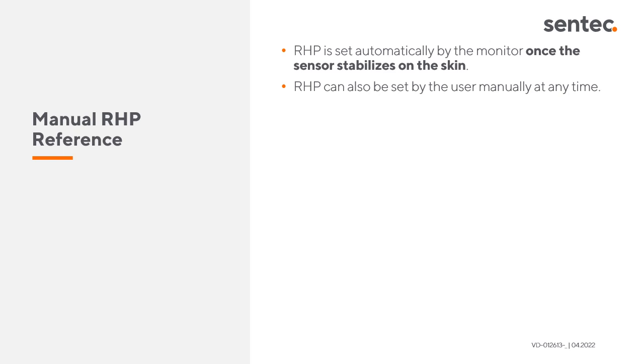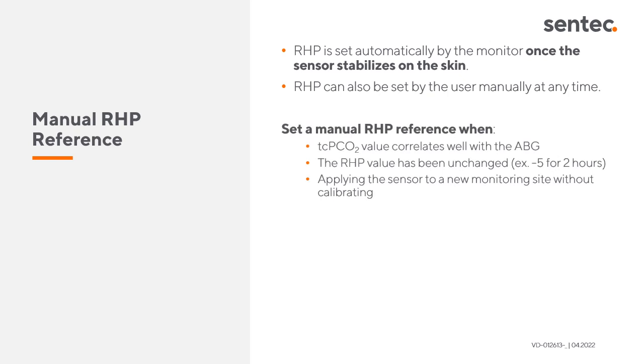As mentioned before, the RHP reference is set automatically once the sensor stabilizes on the skin. RHP can also be set manually at any time. There are a few situations where the user should set a manual RHP reference. When the transcutaneous CO2 value correlates well with the arterial blood gas, when the RHP value has been unchanged, indicating that the perfusion may have changed since the sensor was first applied but is stable, or when applying the sensor to a new monitoring site without calibrating, which would normally reset the RHP reference.